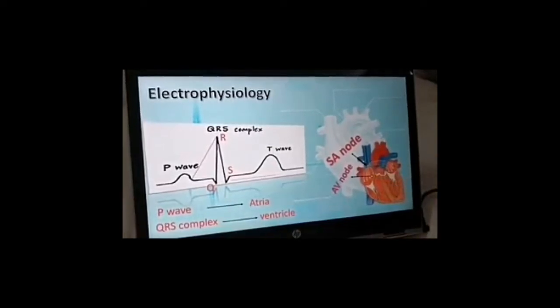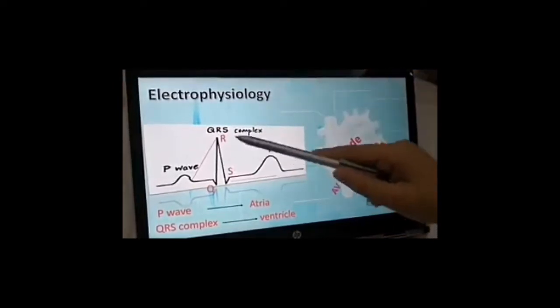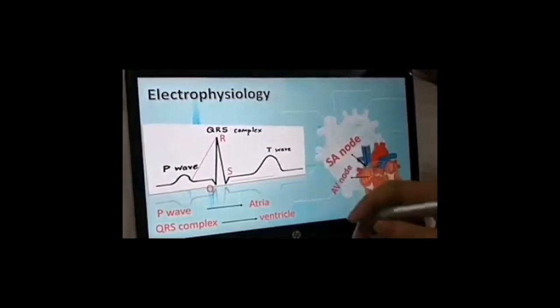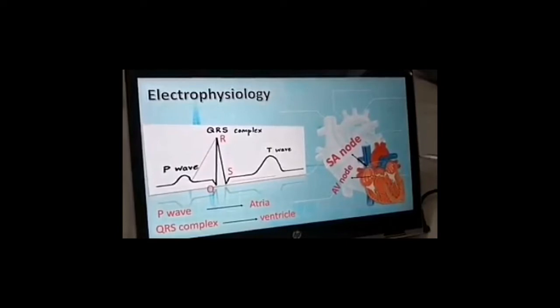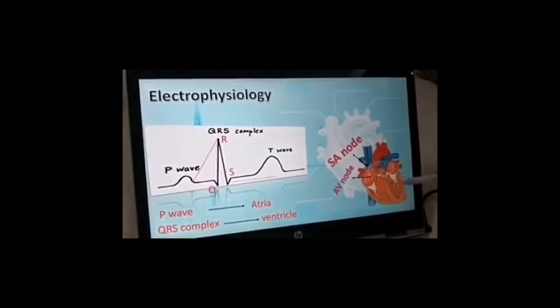The third thing is the QRS complex. The QRS complex is just ventricle depolarization and contraction because of the stimulus through the bundle of His, right and left bundle branches, and Purkinje fibers.